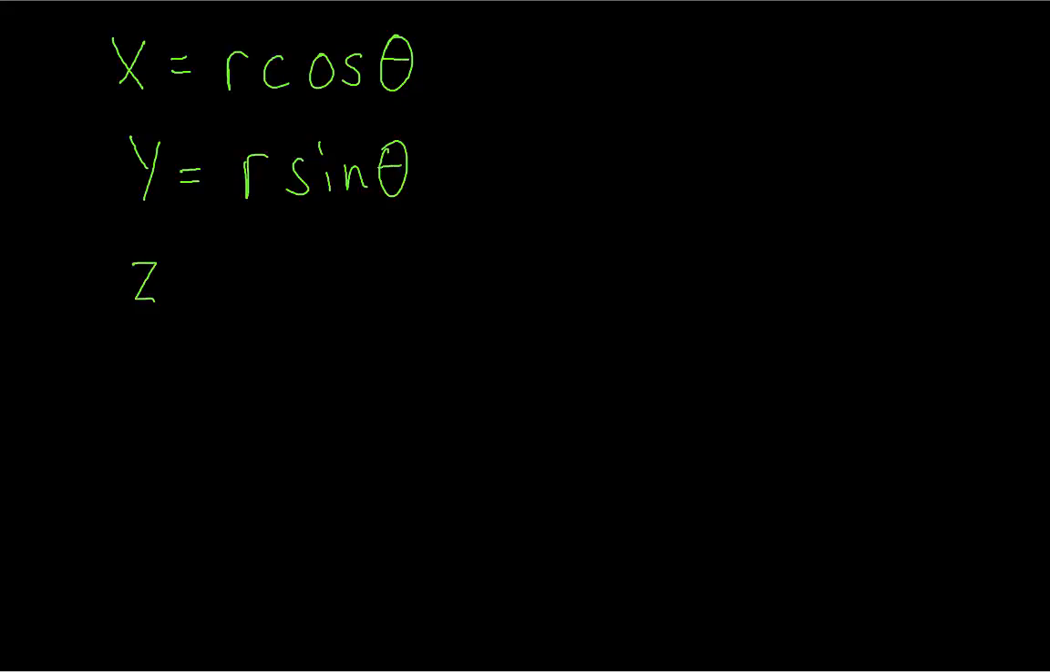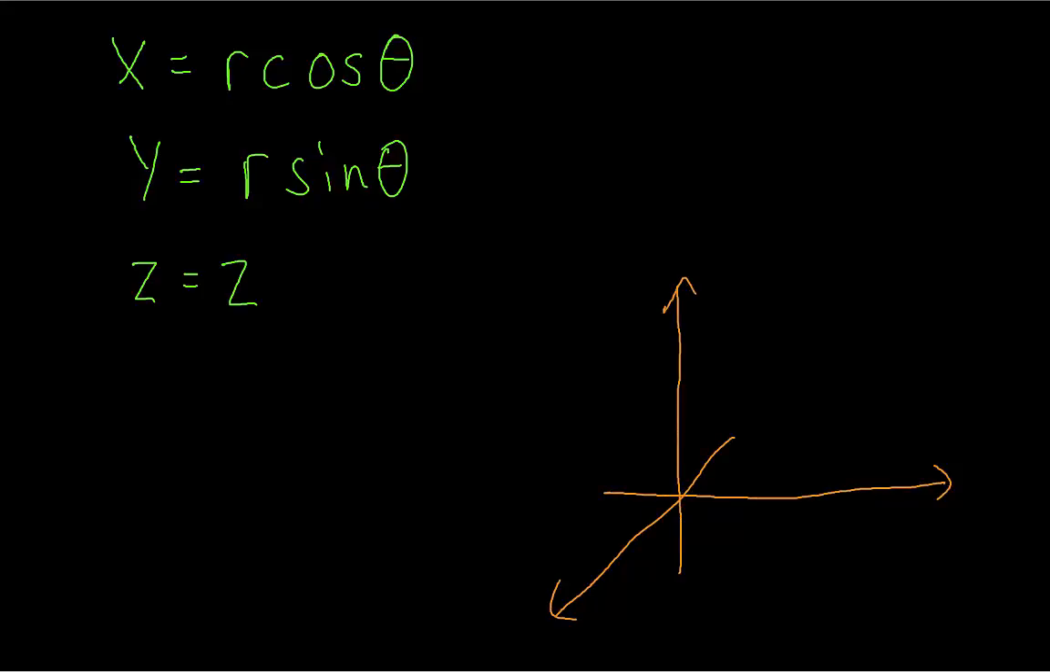And so since cylindrical coordinates are just an extension of polar coordinates, the equations to convert between the two are the same. So just like polar coordinates, we have x equals r cosine theta and y equals r sine theta. And then of course z is the same as in rectangular coordinates.